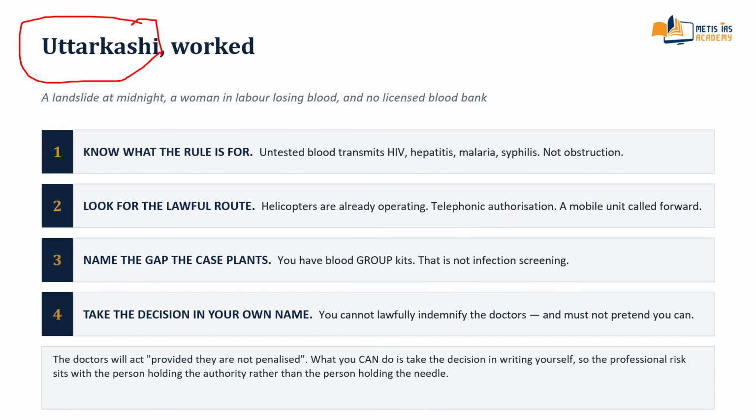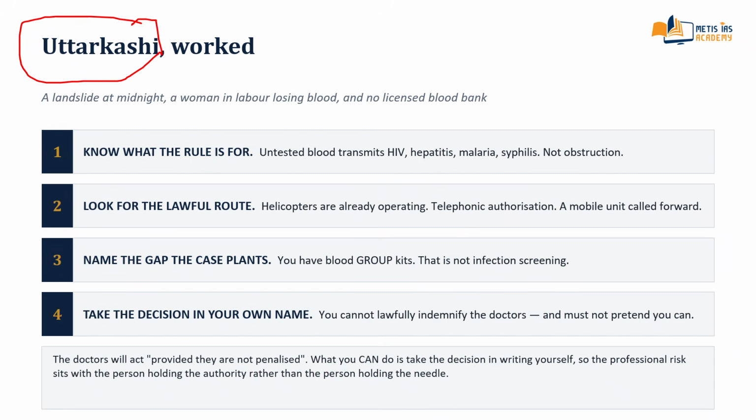Blood bank licensing is not bureaucratic obstruction. It exists because untested blood transmits HIV, hepatitis B and hepatitis C, malaria, and syphilis. And a reaction from an unscreened unit can kill faster than hemorrhage will. So a candidate who transfuses without naming the infection risk has not read the case. A candidate who refuses without naming the evacuation options has not read it either.